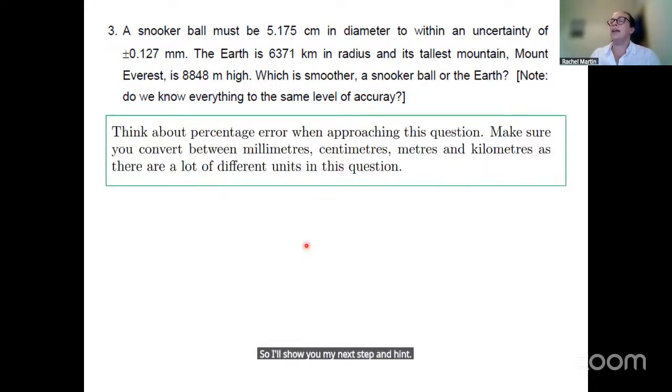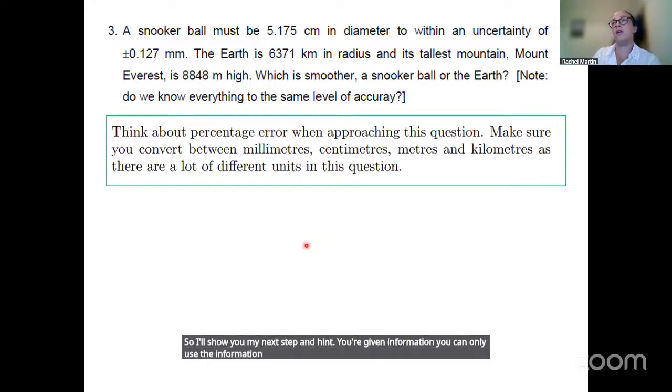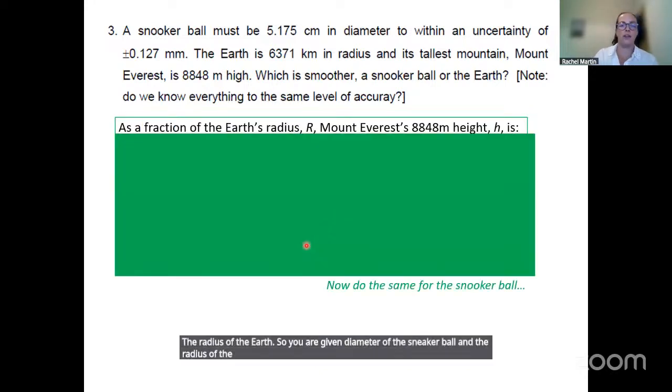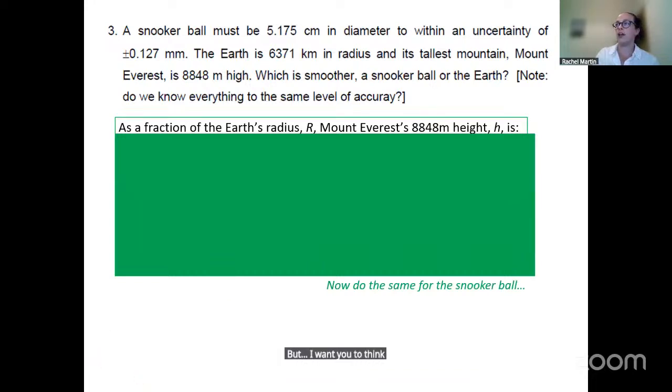You can only use the information given in the question here. I mean, sometimes you need to use things like acceleration due to gravity, but not in this question. You're given the diameter of the snooker ball, and the radius of the Earth. But I want you to think about, as a fraction of the Earth's radius, we're given Mount Everest's height, h.